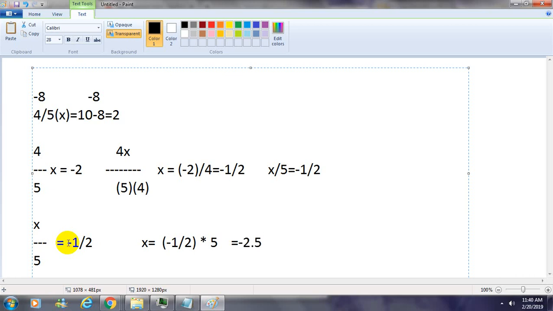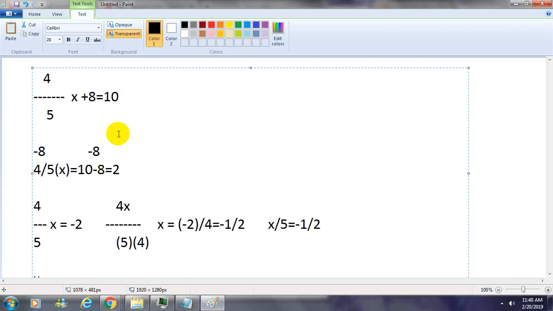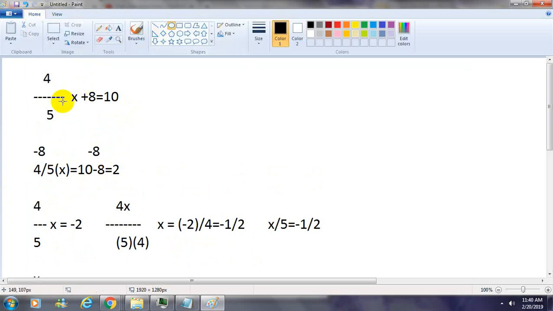He may not give you a problem with fractions, but this is how you do this problem, okay? You do one step at a time. Notice here I got rid of the plus 8 first. So do that, okay? If you have 4x over 5 plus 8, you get rid of that first. I think you may have a problem like that, but I don't think you do.